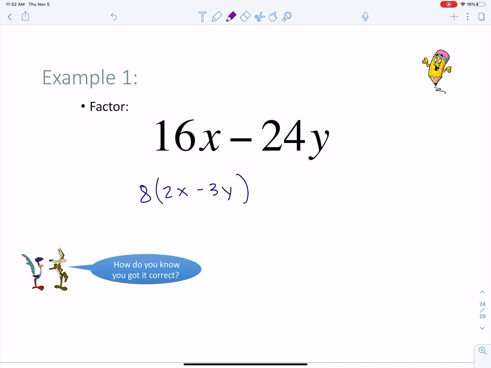Do the mental check. 8 times 2x is 16x. 8 times negative 3y is negative 24y. Good to go.